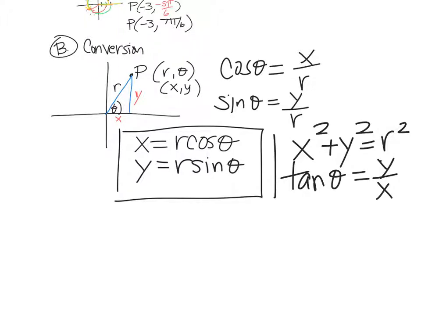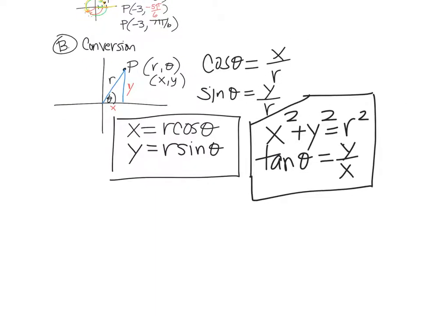Boxes you're not using? Boxes? No, I don't think so. Okay. Tangent of theta is y over x, right? SOHCAHTOA, opposite over adjacent, y over x.